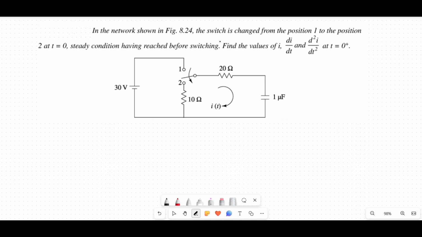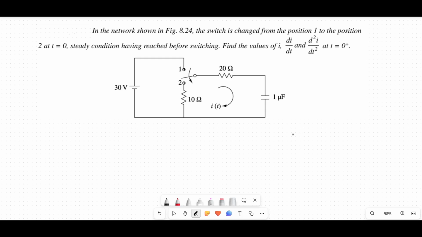As seen in this numerical, the switch is changed from position 1 to 2 at t equals 0, and the steady state condition has been reached before switching. What we have to determine here is the value of i, di/dt and d2i/dt2 at t equals 0 plus. So this is a condition where the circuit attains a steady state before switching.